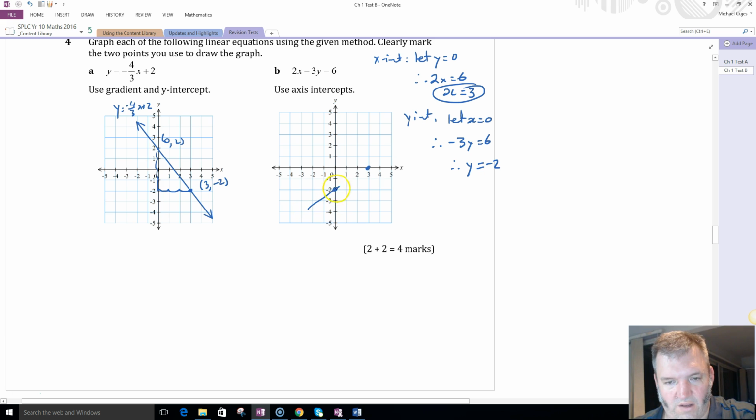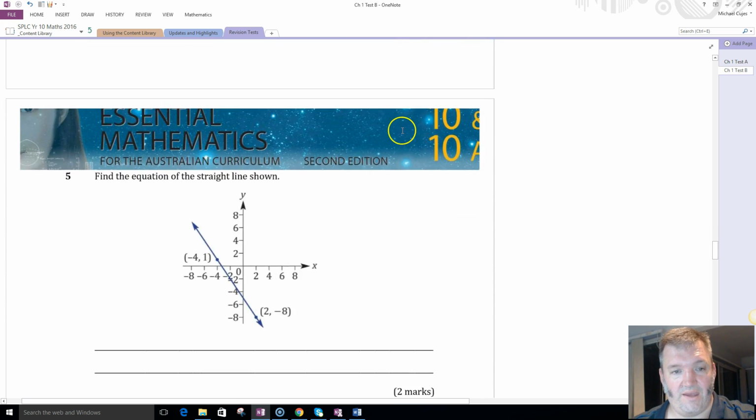Put your dot in there, join them up. For some reason, it's a lot easier going in that direction. I don't know why. But there we have it. Label the equation: 2x take 3y equals 6. Problem solved. Getting close to the end now.